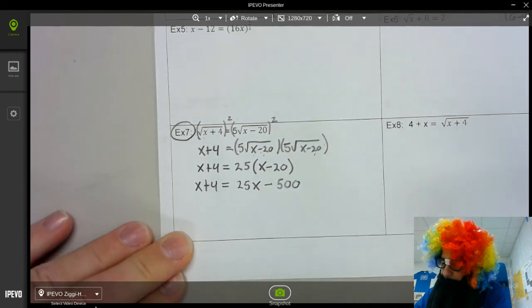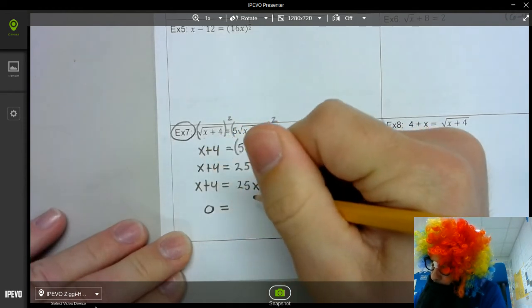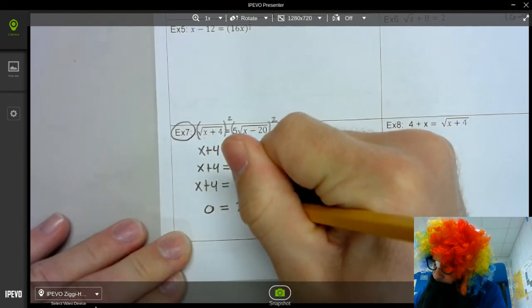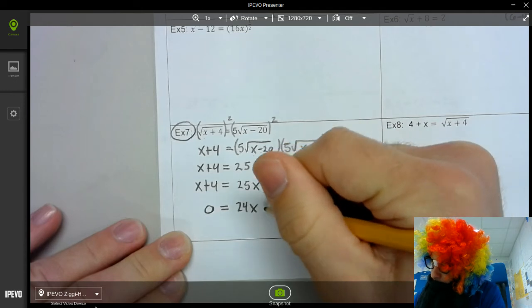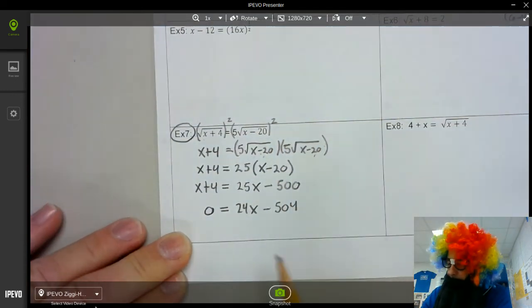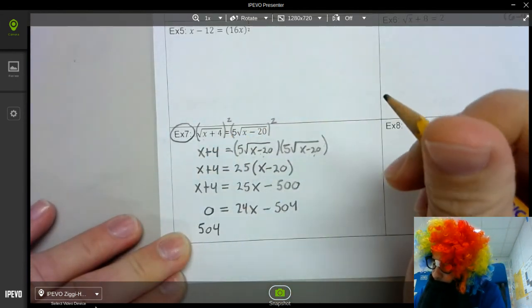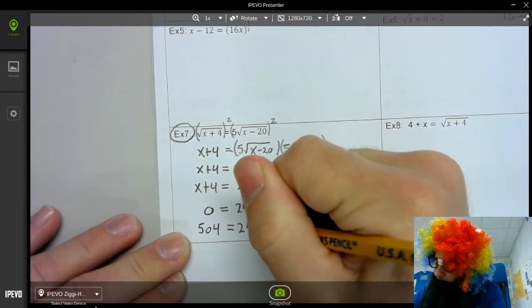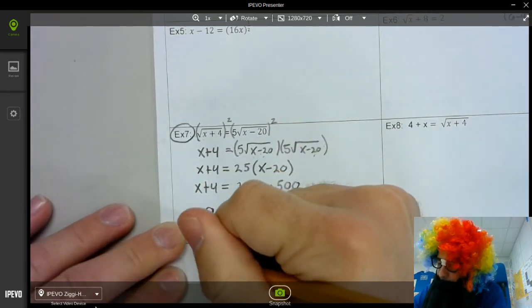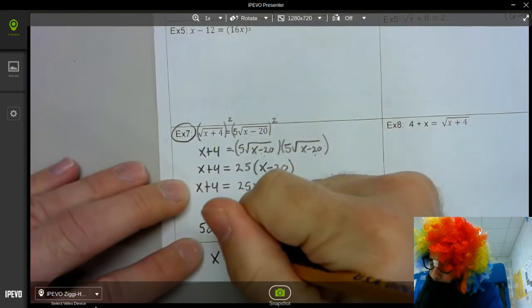We're going to move everything to one side, so I'm going to subtract x, subtract 4, so I get 0 equals 24x minus 504, but then I think, wait a second, I need x by itself, so I'm actually going to add the 504 back, 504 equals 24x, divide both sides by 24, x equals 21.